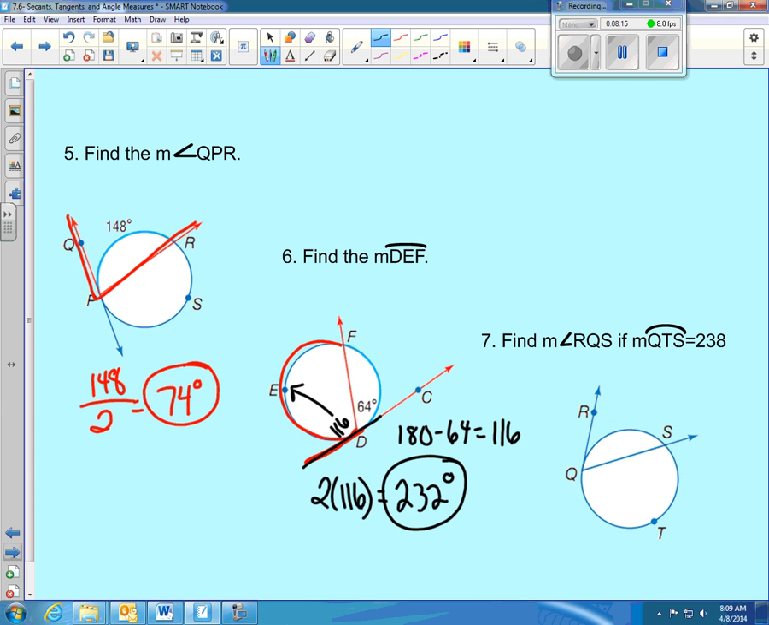I'm going to have you guys try number 7. Number 7 says, find the measure of RQS if the measure of the arc QTS is 238 degrees. You need to find this angle here. Okay, so it's going to use a little more out-of-the-box thinking. Go ahead and finish that.